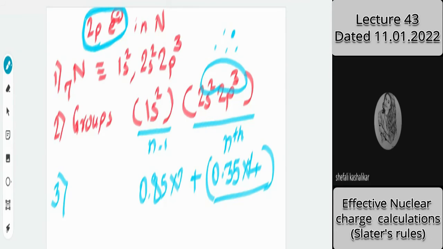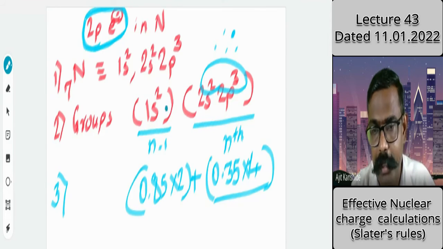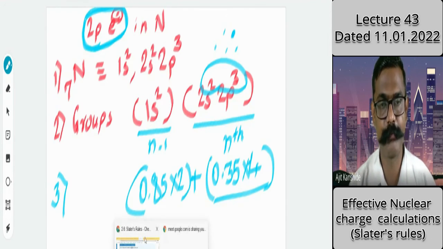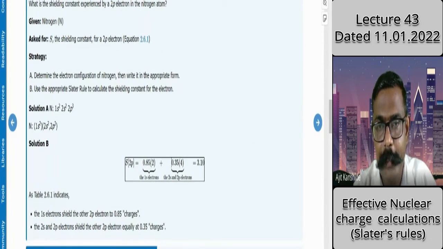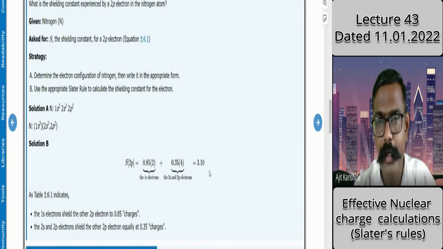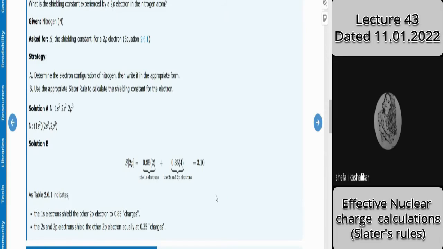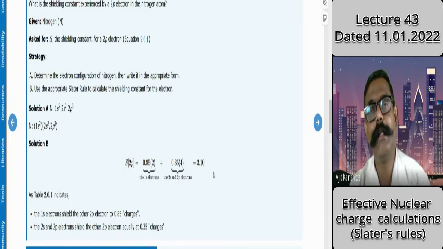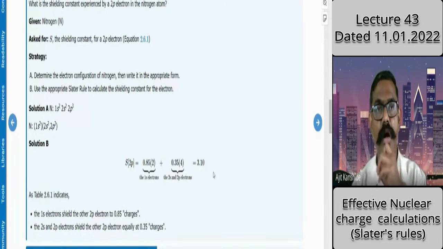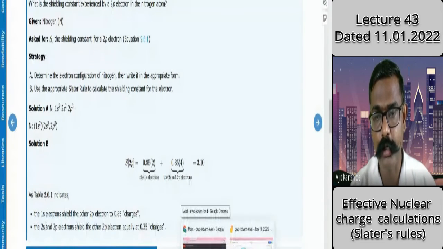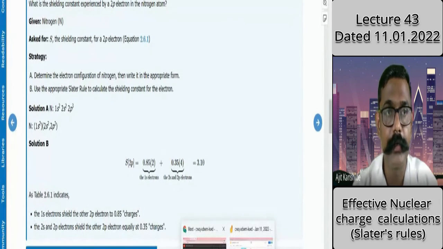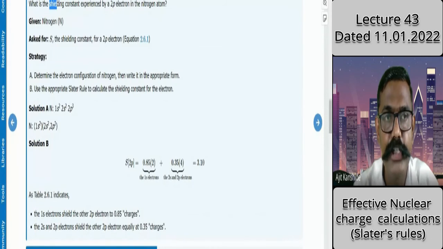How many electrons are there? 2 electrons. Right. So 0.85 into 2 plus 0.35 into 4. What's the answer? 3.10. Could you understand what I'm saying? Yes, sir. So 3.10 is the shielding constant or screening constant. In the question, they have asked only for the shielding constant, so this is right.